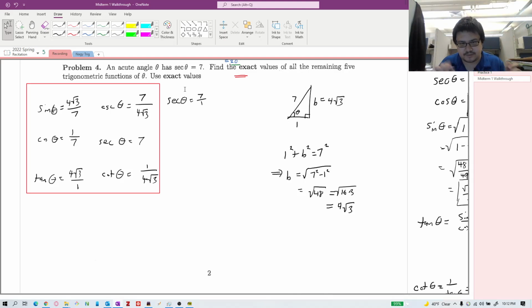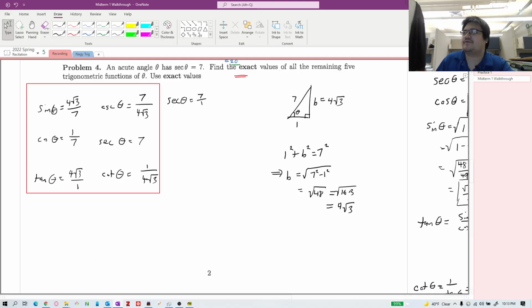Right, so maybe just to emphasize this again. Secant is the reciprocal of cosine. Cosine is adjacent over hypotenuse, which means secant is hypotenuse over adjacent. So when we have our 7 over 1, 7 goes to hypotenuse, 1 goes to adjacent. We really always want to put our theta here, and so adjacent is this side.